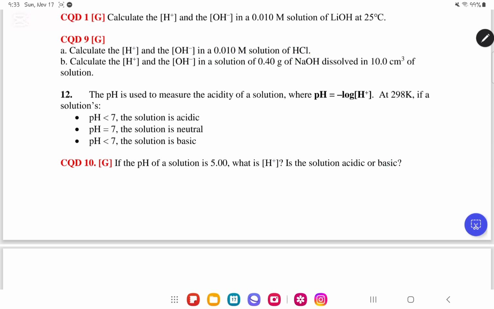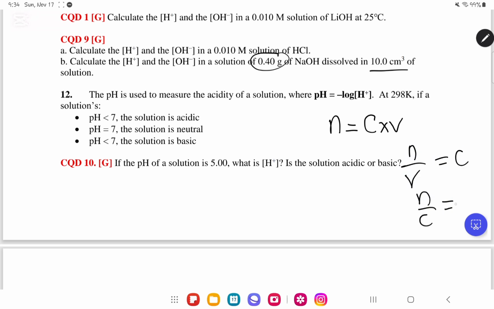Now, part B, they're asking us to calculate the concentration of H plus and OH minus in a solution of 0.40 grams of NaOH in 10 centimeter cubed of the solution. You guys should know from last year that the number of moles is equal to the concentration multiplied by the volume. Then you can rearrange the equation. You can get, for example, n over V is equal to C, n over C is equal to V, stuff like this. But now, let's pay attention to the important part.